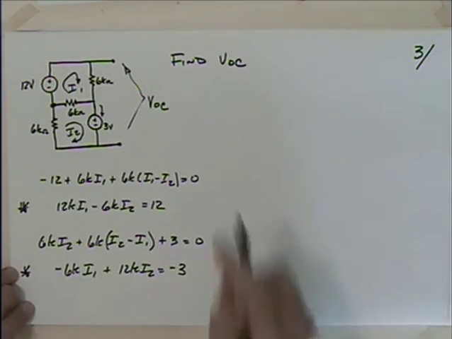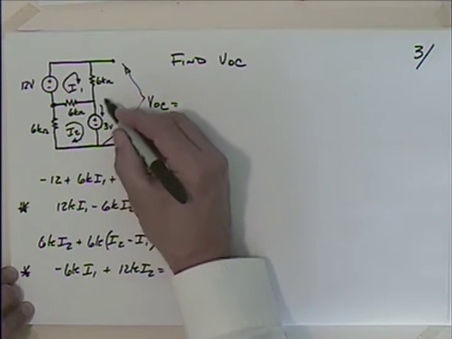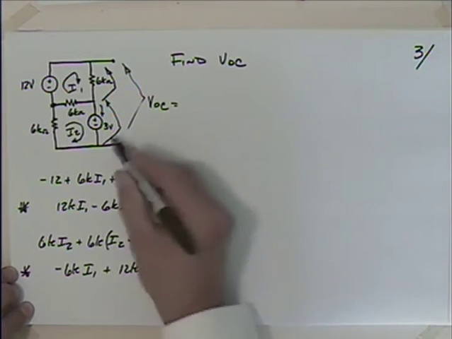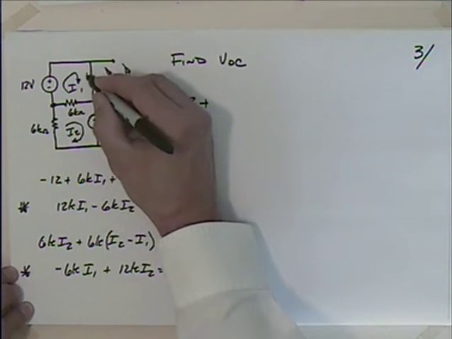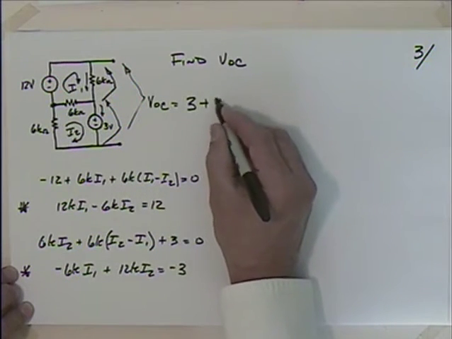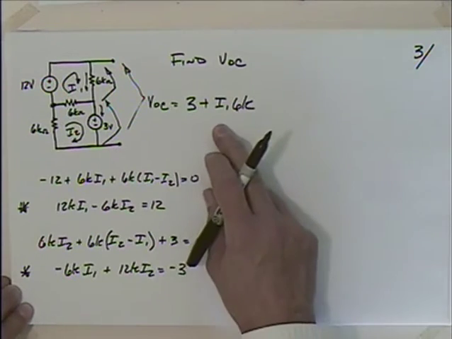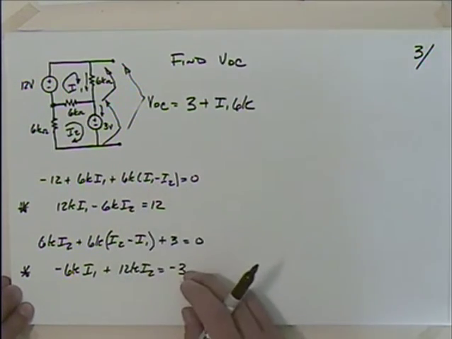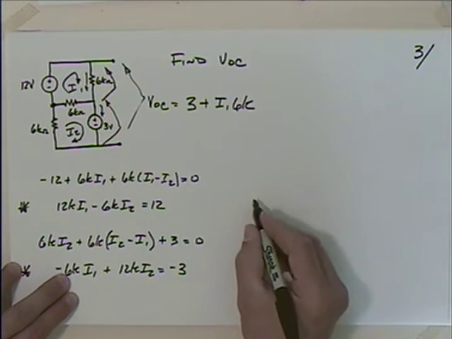And what are we really looking for? Well, over here, V open circuit would be the voltage from there to there plus the voltage from there to there, right? So I could say it's 3 plus, what's this voltage? Well, if I1's going like that, I could say this is simply I1 times 6k, right? So the reason for doing that is I don't really need I2. So if I solve this for I1, I think I'll write this out here.